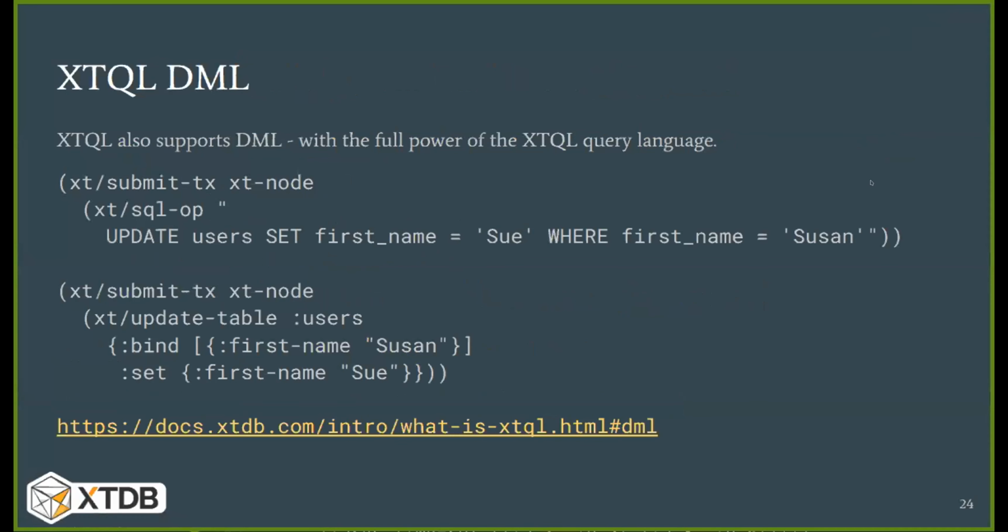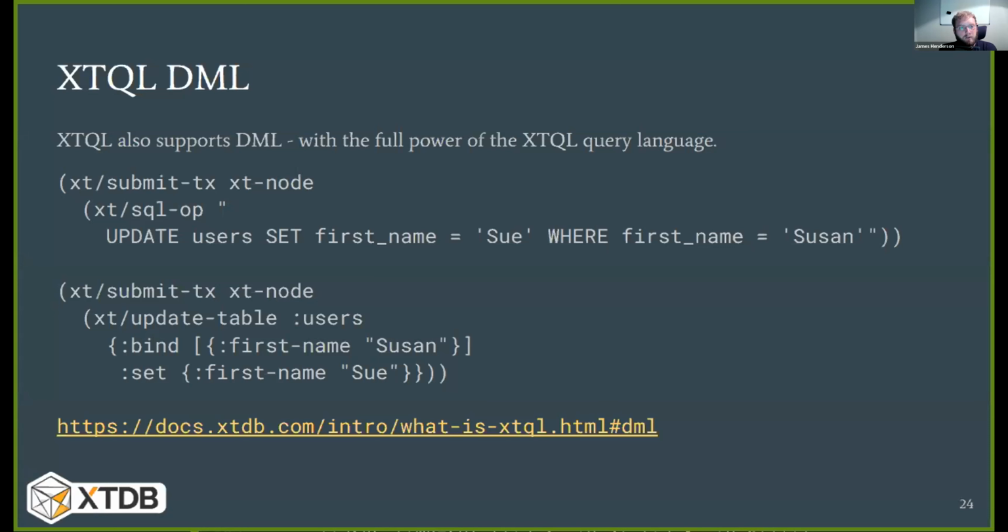Awesome. All right. So XTQL also does support DML, and we've not talked about that much in the presentation. And this has the full power of the XTQL query language. So in this example here, you'll see that the SQL one is updating a name. Obviously, it's updating all of the Susans into Sus. We'd probably put another filter in there, like an ID filter or something like that. But in this case, let's say we do want to update them all. And you can see here we've got an equivalent in XTQL now as well.